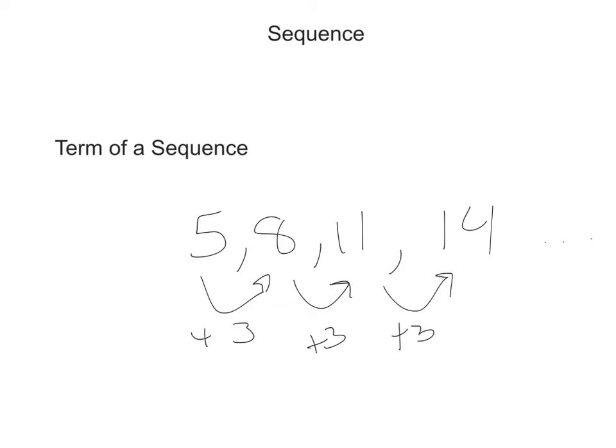This would be a sequence, and in fact, this would be what we call an arithmetic sequence. It's considered an arithmetic sequence because it has what we call a common difference, which means going from one term to the next term is increased or decreased by the same value, either add or subtract. We call that the common difference. In this case, the common difference is plus 3. So this is an arithmetic sequence.